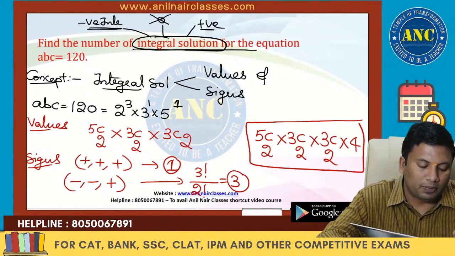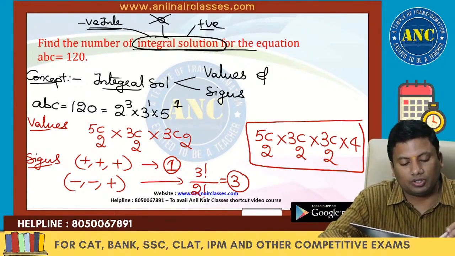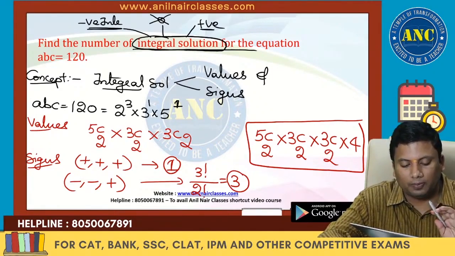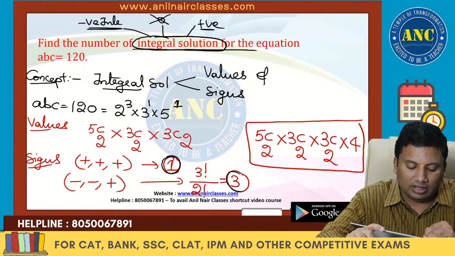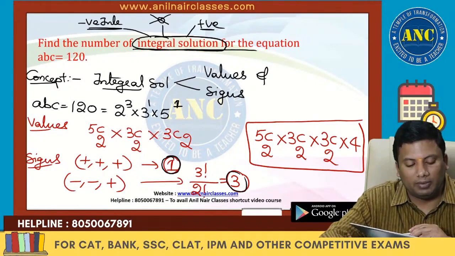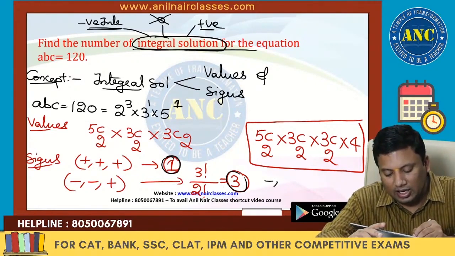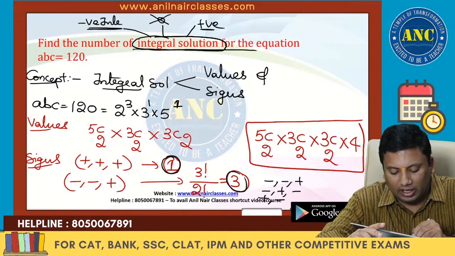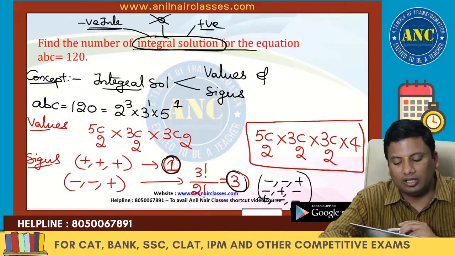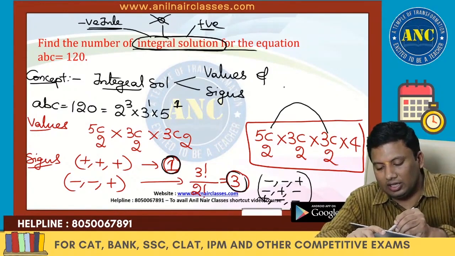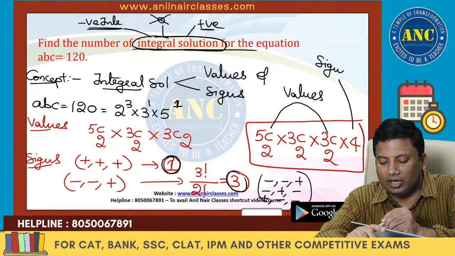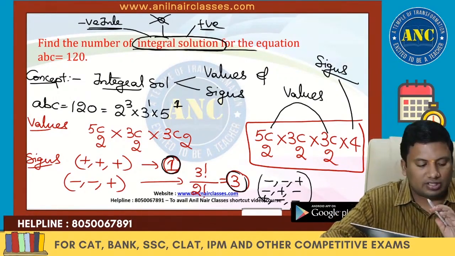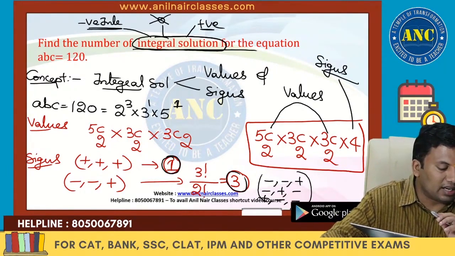Negative into negative is positive, positive into positive is positive. Positive, positive, positive, I got positive. So all 3 can be positive, or 2 can be negative and 1 positive. So there are a total of 3 cases: minus, minus, plus; minus, plus, minus; plus, minus, minus. The values can be all this. 5C2 is nothing but the values, and these are nothing but the signs. Values and signs. I hope it is clear.